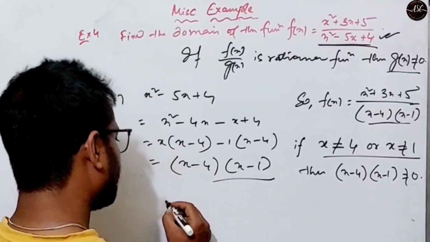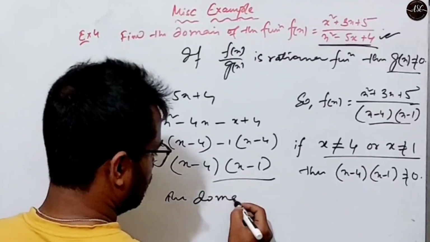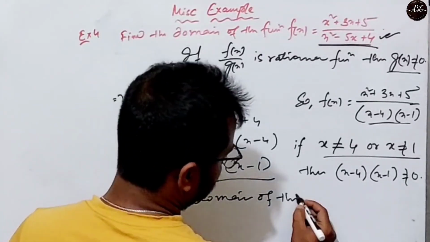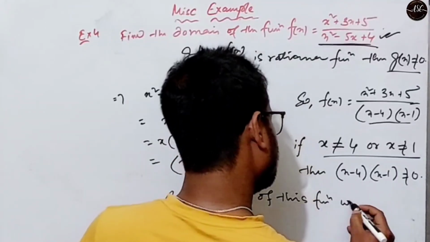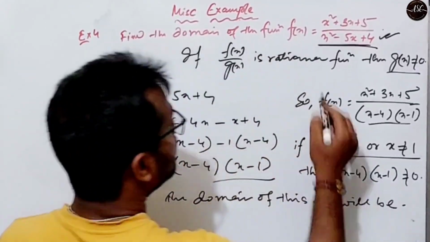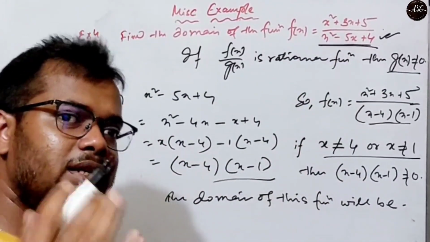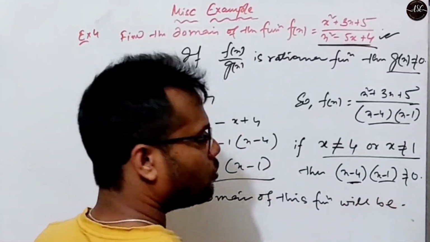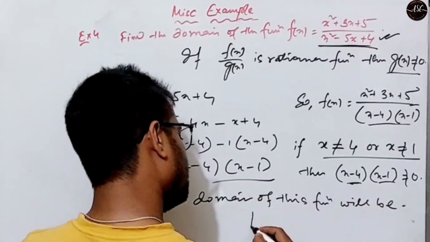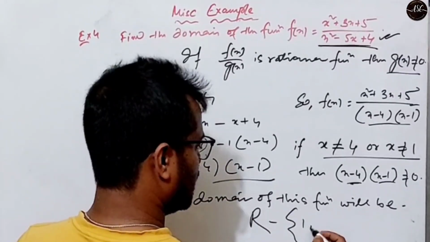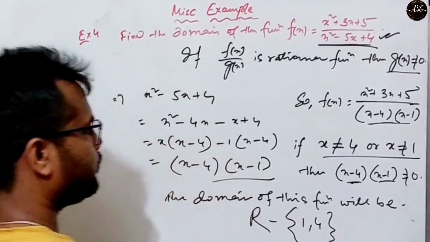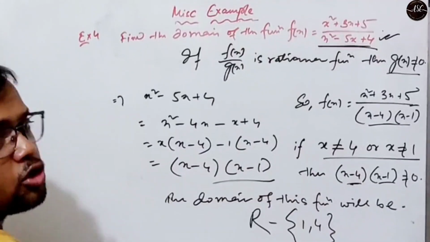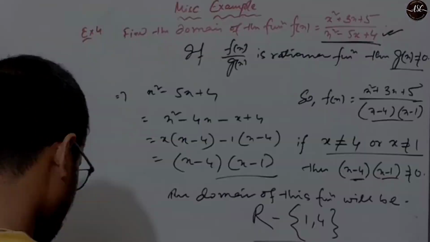So the domain of this function will be, this is the rational function, that means this is a real function. So domain will be the real numbers except x equal to 4 and 1. So the domain will be R minus {1, 4}. This type of problem may be solved in this way. Now look at this question.